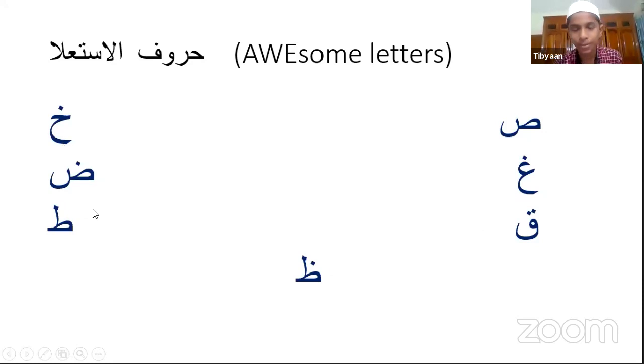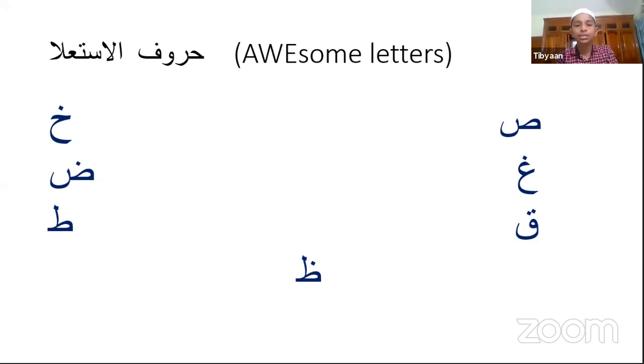But to make it easier to remember, we use all of these letters to make one word. It's just for remembering. You don't need to write it down. It's just for remembering. Khussa dhagatin qiz. So that's one word, a word we use to make it easier for us to remember these.